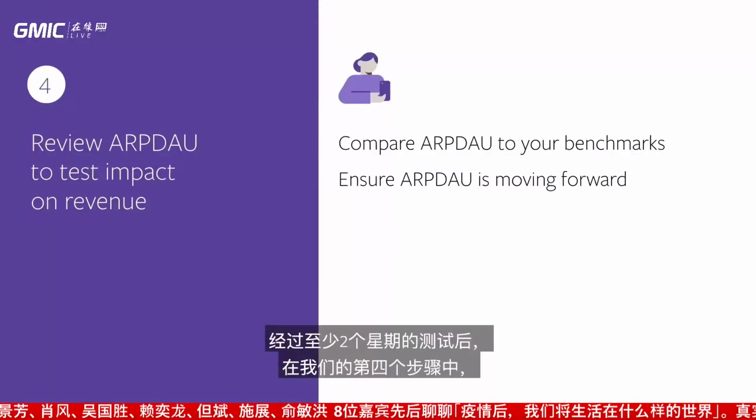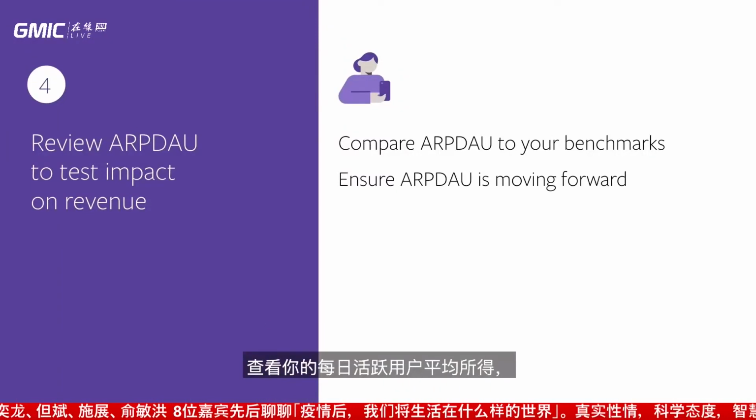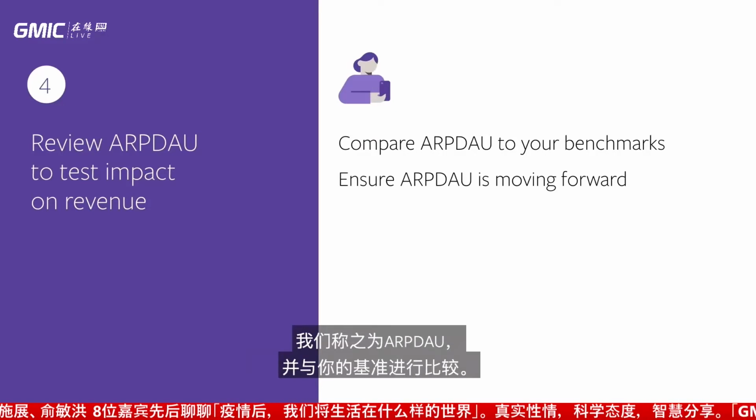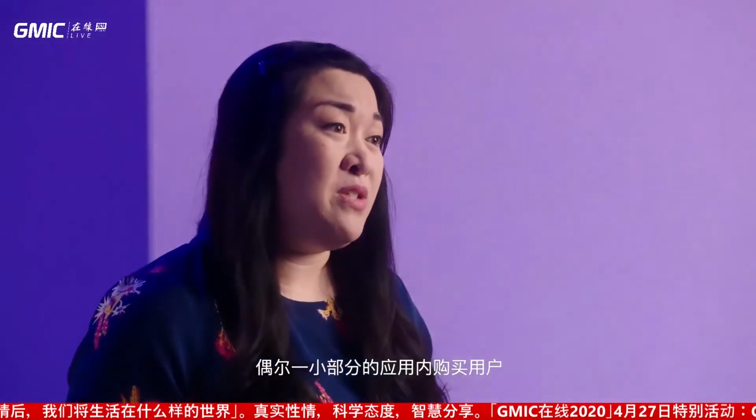After your test has run for at least 2 weeks, in our fourth step, look at your average revenue per daily active user, which we call ARPDAU, and compare it to your benchmarks. With rewarded video, occasionally a small percentage of your in-app purchase users may migrate to become ad users. Even in these cases, ARPDAU should be on an upward trend, signaling a positive impact on your overall revenue.